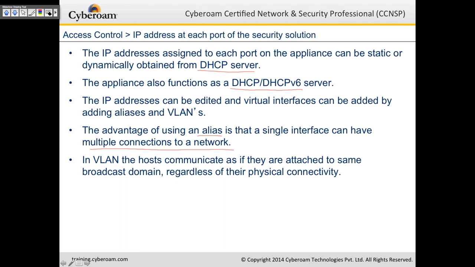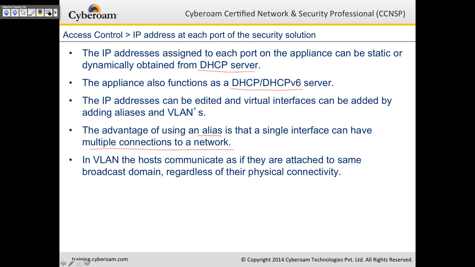In VLAN, the hosts communicate as if they're attached to the same broadcast domain, regardless of their physical connectivity. So Cyberoam can act as an inter-VLAN router, giving you more controls on the inter-VLAN routing. So you've got a layer 2 switch with multiple VLANs. You can use Cyberoam as a layer 3 inter-VLAN router. And apart from that, you can control traffic and apply security policies from one VLAN to another VLAN.